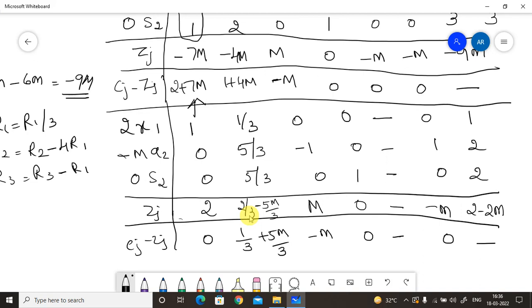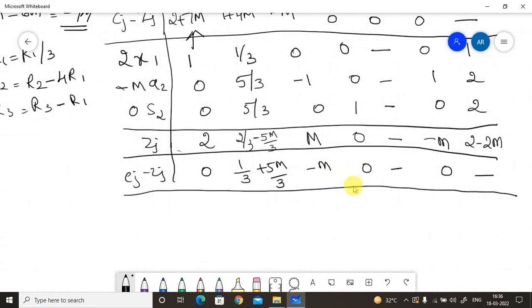So those are the Cj minus Zj values, so you can verify the answers if you are solving along with me. Now we can still see that one m value, 5m by 3, is positive, while the other m is negative. So we cannot conclude this as an optimal solution. We have to proceed further to the second iteration, guys.